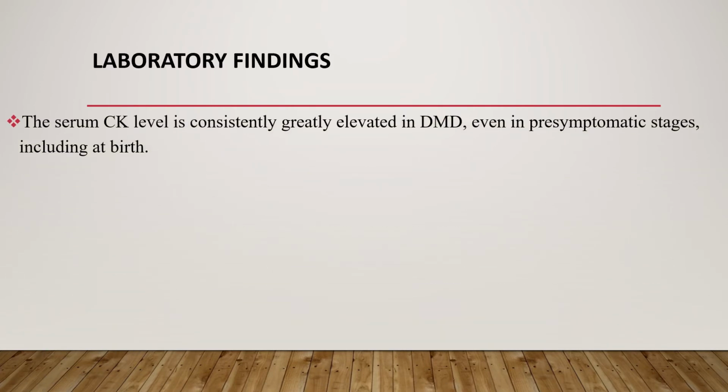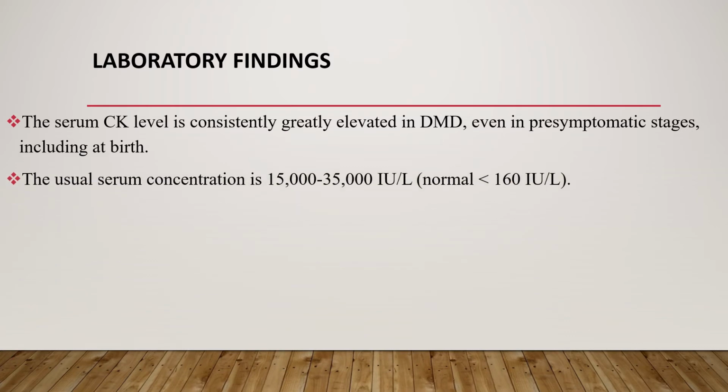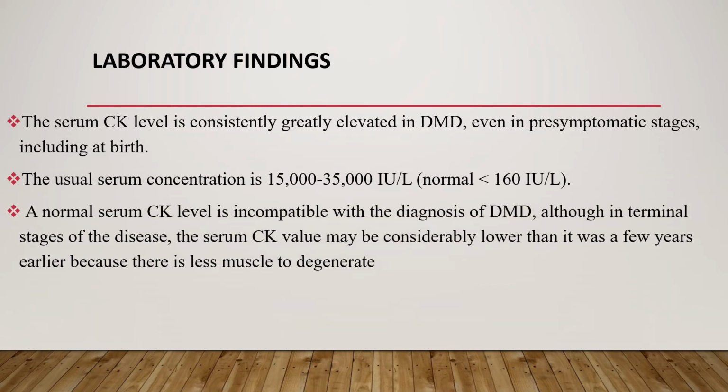When we look at laboratory findings, the serum CK level is consistently and greatly elevated in Duchenne muscular dystrophy, even in pre-symptomatic stages, including at birth. The usual serum concentration is around 5,000 to 35,000, whereas the normal one is less than 160. A normal serum CK level is incompatible with the diagnosis of Duchenne muscular dystrophy. Although in the terminal stage of the disease, the serum CK value might be considerably lower than it was a few years earlier because there is less muscle to degenerate.